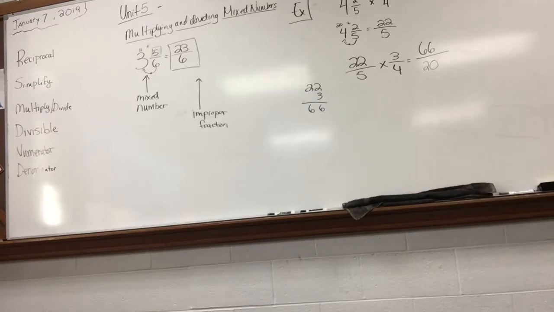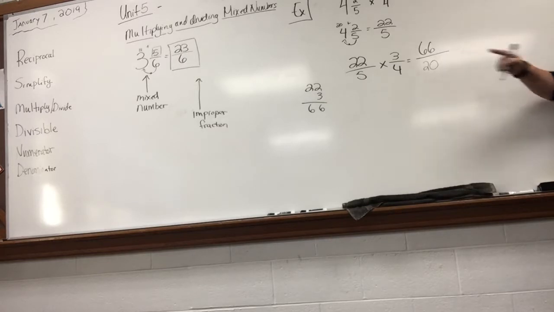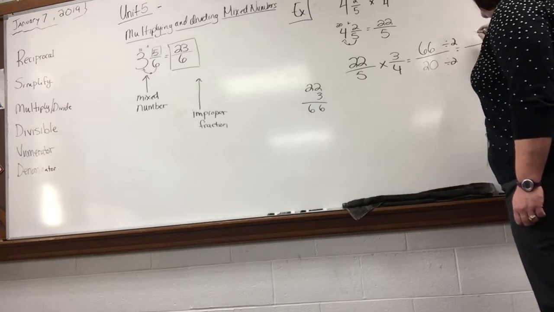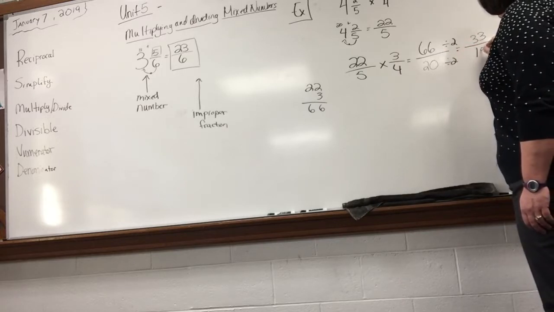Okay, what can we do next? What's our mathematician word that we used? Do you want to continue? Yeah? We are going to simplify, okay? What are both 66 and 20 divisible by? Oh, show me with your fingers. Absolutely. They're divisible by 2, okay? So 66 divided by 2, 20 divided by 2. 66 divided by 2 is 33. 20 divided by 2 is 10.